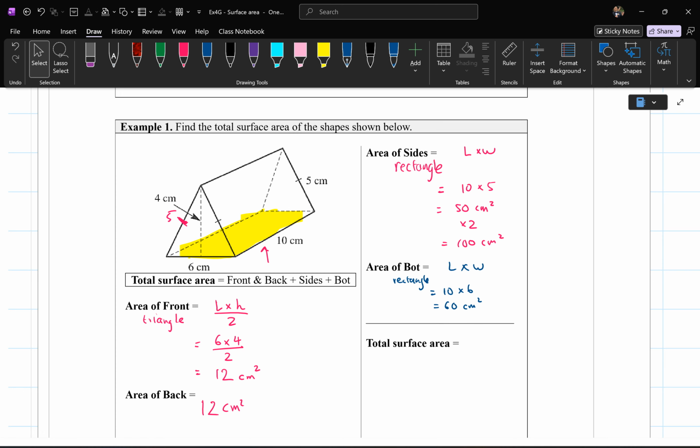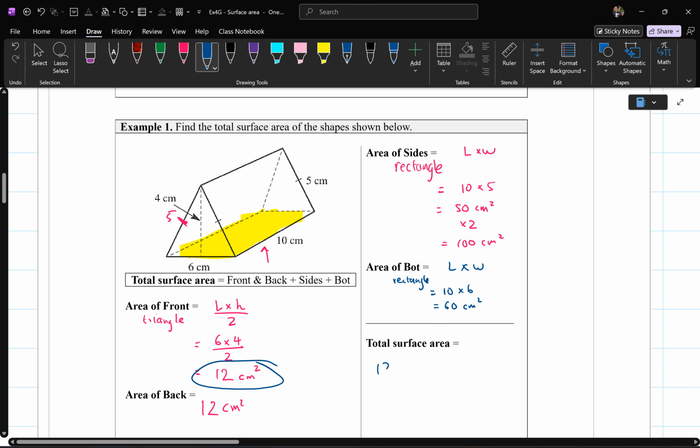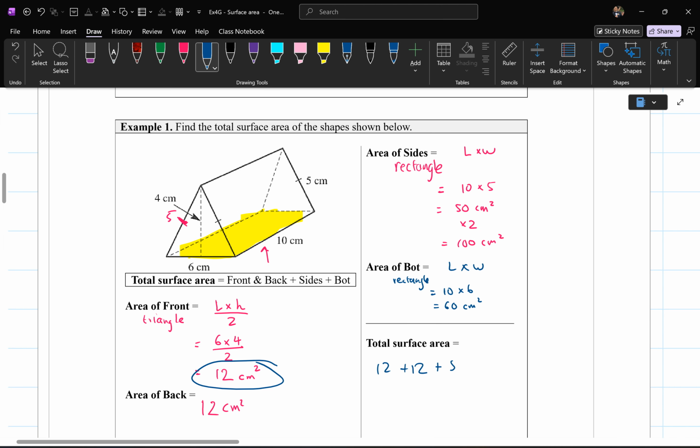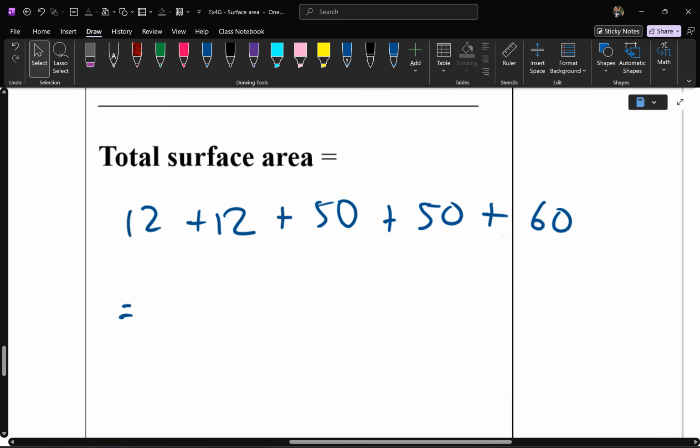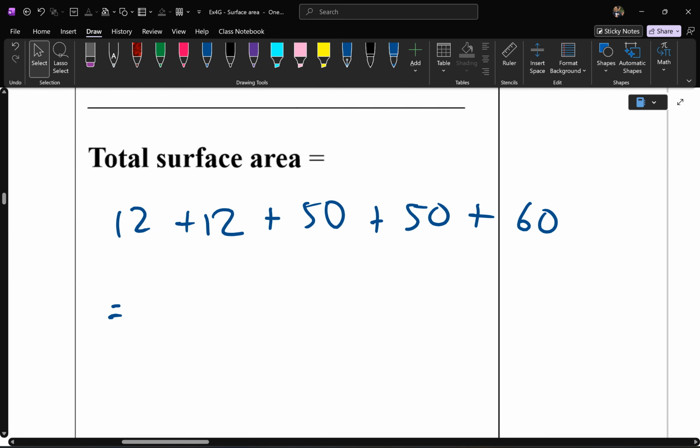Well, first thing we need to know, how much do I need in total? So I needed 12 for the front, 12 for the back. I needed 50 for one of the diagonal side lengths, and then another 50 for the other diagonal side length. And then finally the bottom, we know it's 60. So let's add them all together. How much total paint did I actually need?